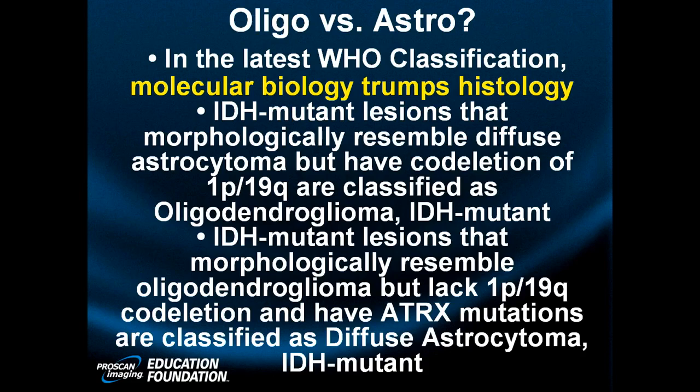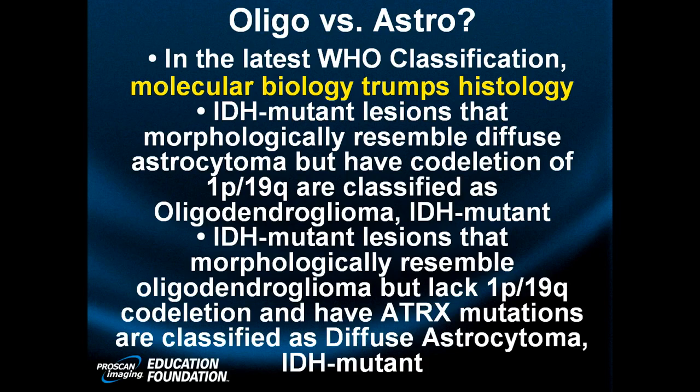This is going to come up for you all the time, because you all see brain tumors. In the latest WHO classification, molecular biology trumps all pathologic, macroscopic, as well as microscopic histologic evidence. IDH mutant lesions that morphologically resemble diffuse astrocytoma that have a codeletion of 1p and 19q are classified as oligodendroglioma, IDH mutant.